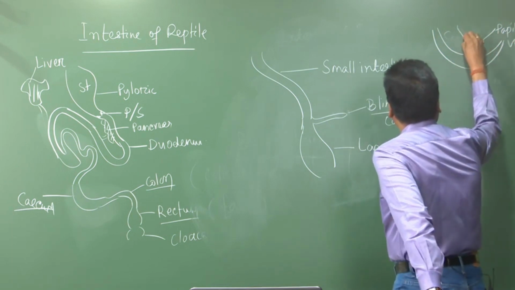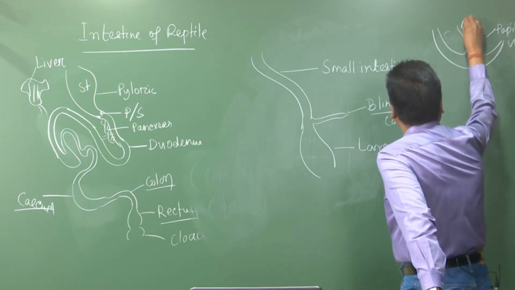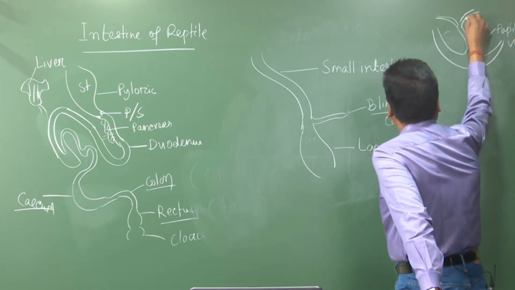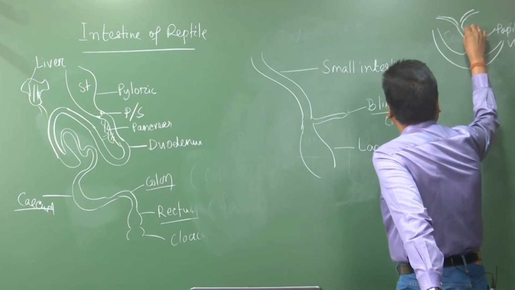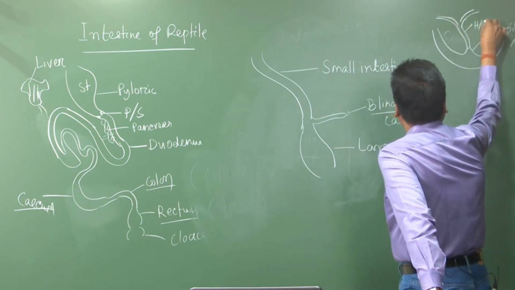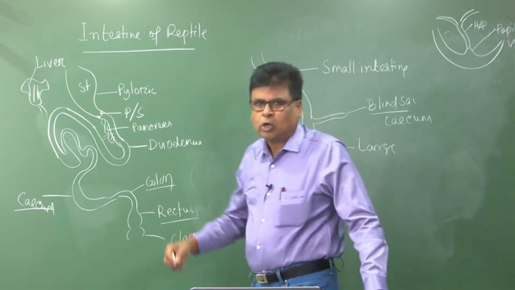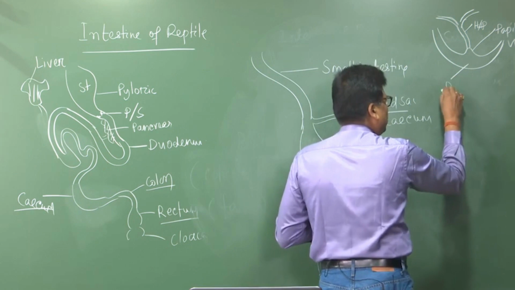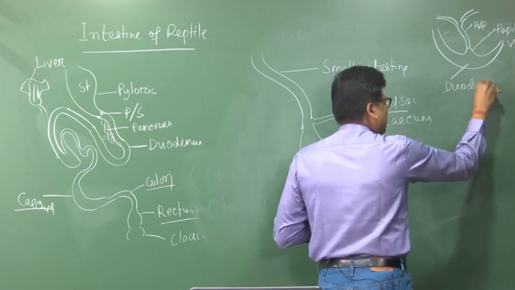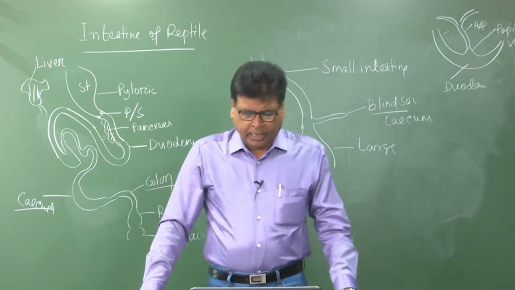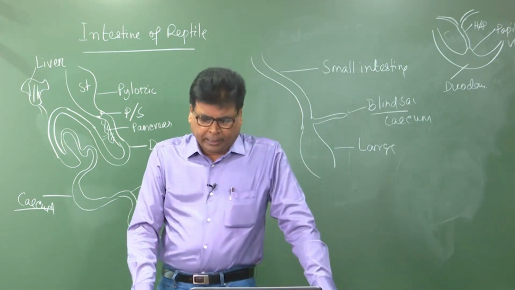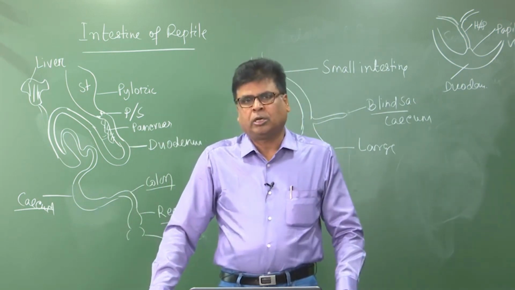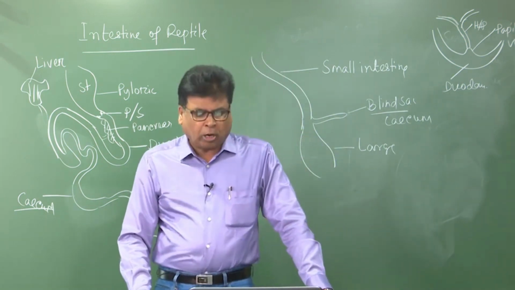Now the common duct opens to the papilla of Vater. This is the bile duct and this is the pancreatic duct, and these become the common hepato-pancreatic duct. So the hepato-pancreatic duct singly opens to the duodenum. This is the structure in case of the human. So in men, the bile duct and the pancreatic duct enter the duodenum together through papilla of Vater, which is regulated by one valve that is known as sphincter of Oddi.